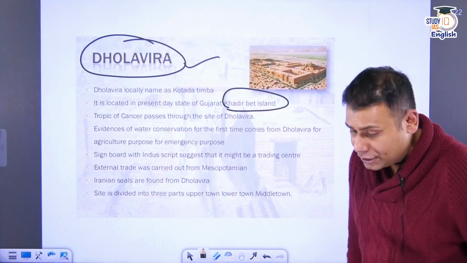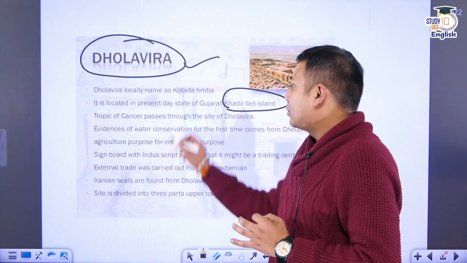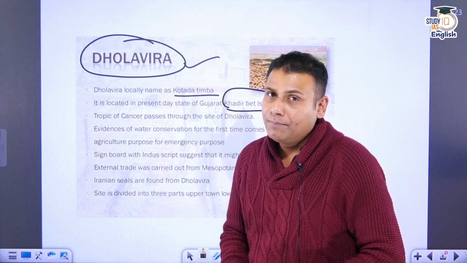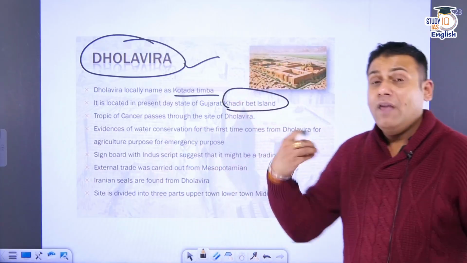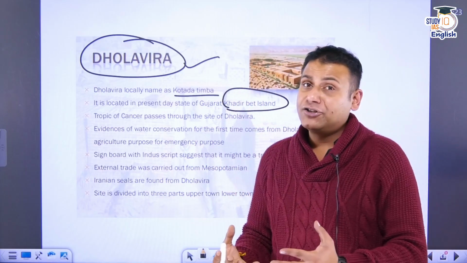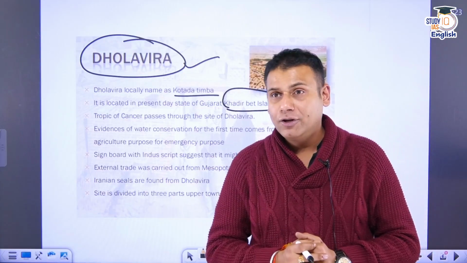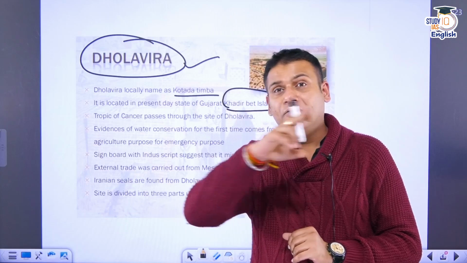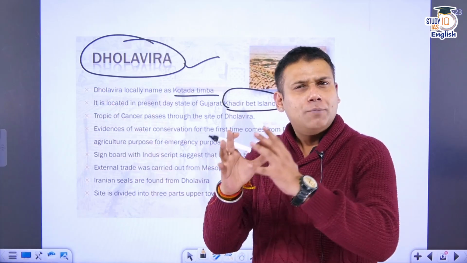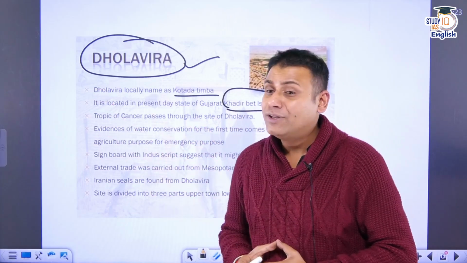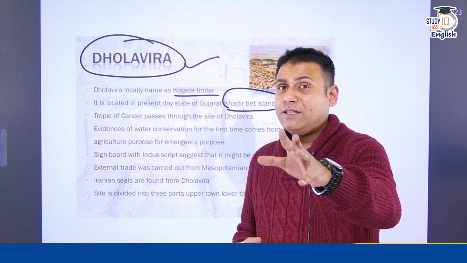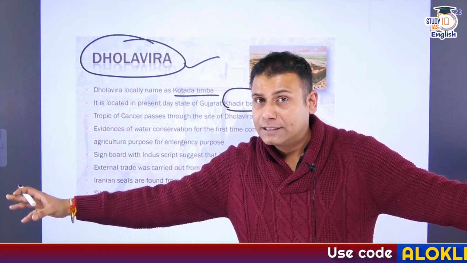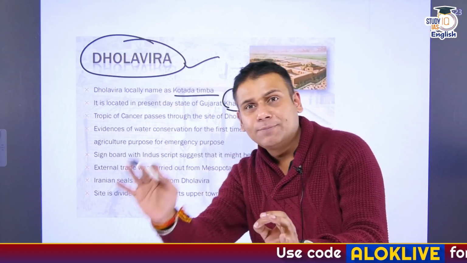I'll repeat the points again in short. Dholavira is called Kotada Timba in the local language. It is located on Khadirbet Island in Gujarat. Iranian seals depict that they might have had trading contact with other civilizations, particularly the Mesopotamian civilization. Apart from this, the Tropic of Cancer passes through this site. Small water cisterns have been observed, which exemplify that the water might be utilized for emergency purposes or irrigation purposes. Clear, guys? Let's move ahead.